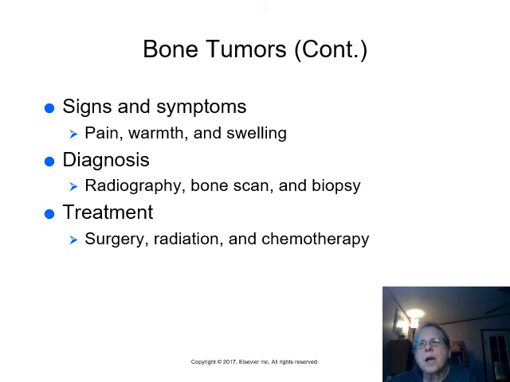Radiation is focused on the area so other cancer tumor cells don't keep on growing. And chemotherapy is more systemic, to catch any other cancer cells that could be out there causing more growth and metastasis.